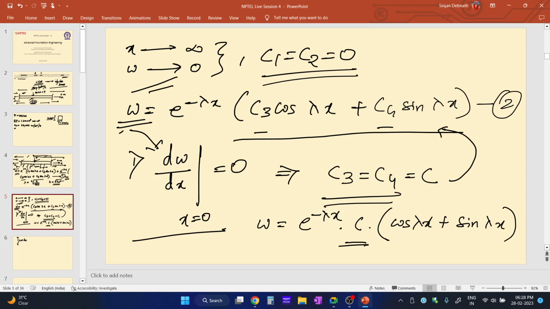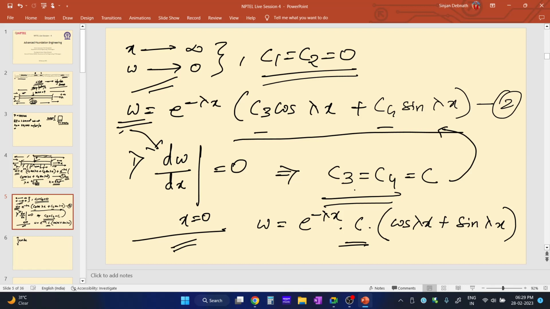If we apply this boundary condition to equation number 2, differentiate w with respect to x, and equate dw by dx, the slope, with 0, we will get c3 equal to c4. Now let us write it down like this: c3 equal to c4 equal to c. Let us term it like this.